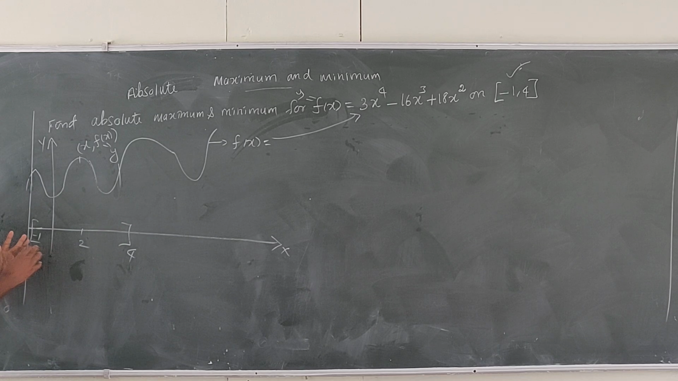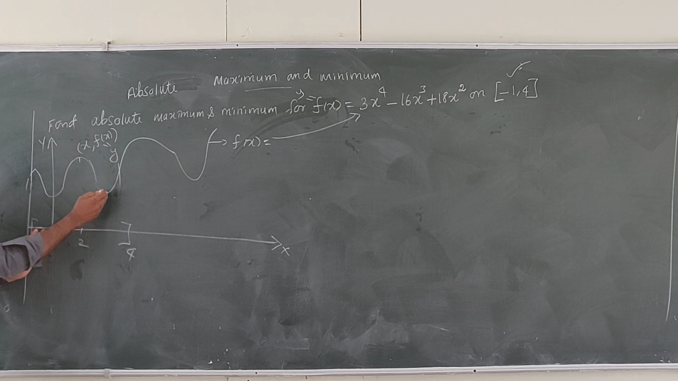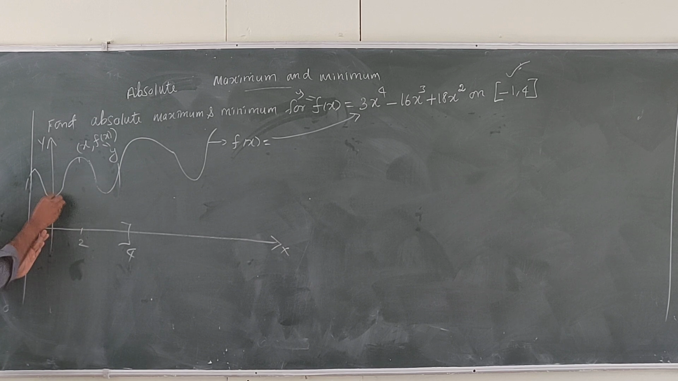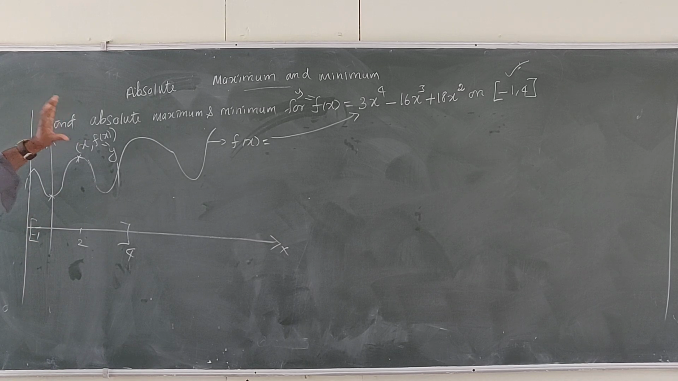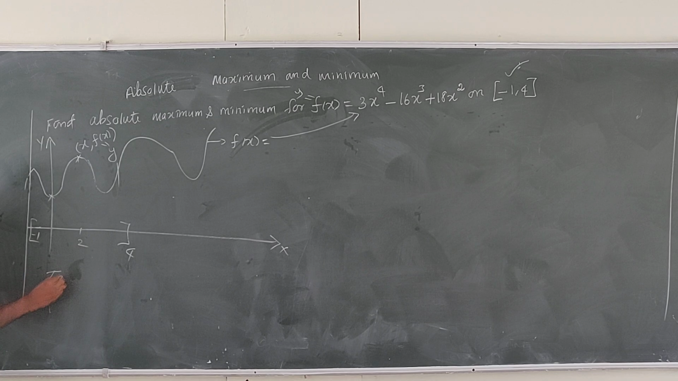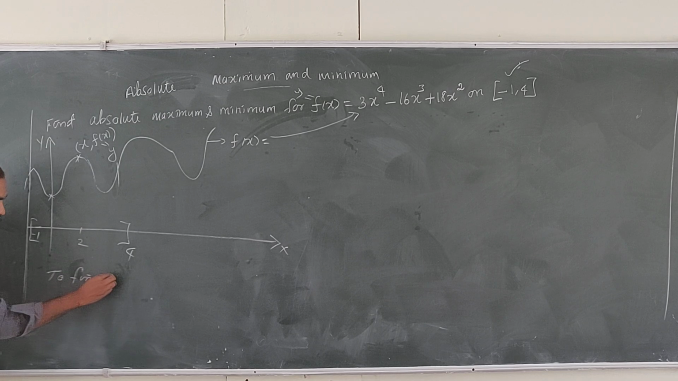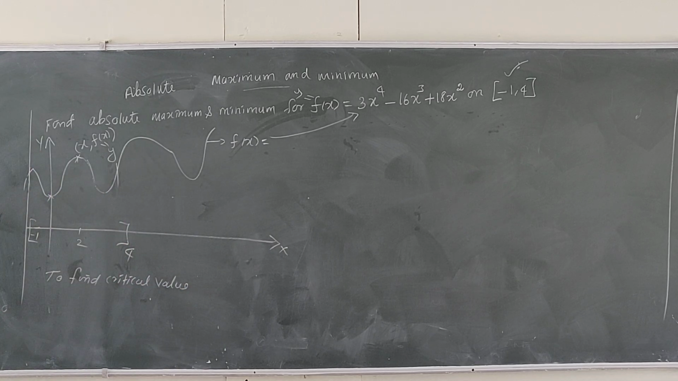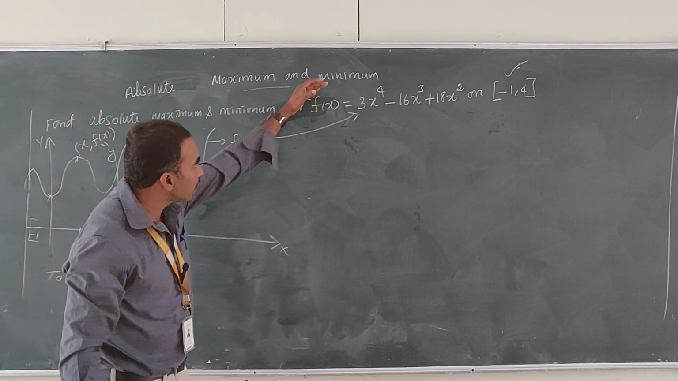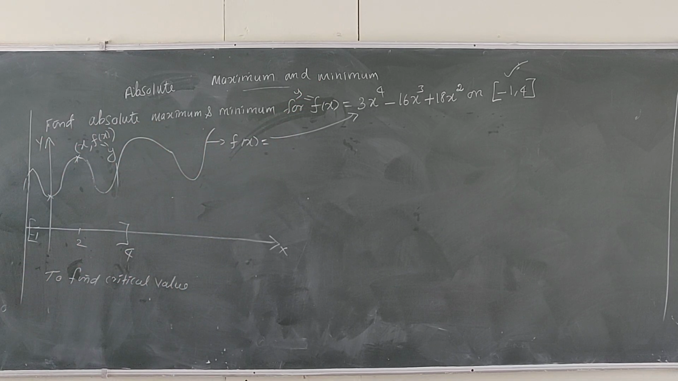Here they ask, we have to find for which value of x we will get the maximum and for which value of x we will get the minimum. According to this diagram, this is a minimum, this is a maximum, this is a maximum. We have to calculate that. For that, first we have to differentiate to find the critical value. First step, we have to find the critical value. To calculate the critical value, we have to differentiate this function and equate it to 0. f dash of x equal to 0.